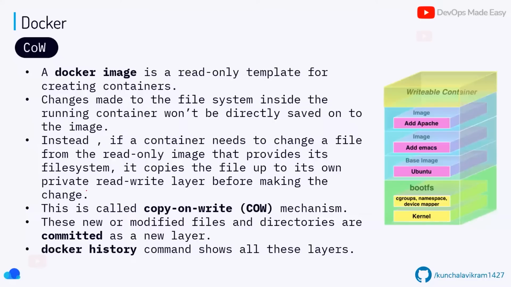Before that, whatever we discussed, in case a container needs to change something, it first copies that file to the writable layer, right? So this mechanism is also known as copy on write. When a container needs something to be changed, first it will copy from the read layer to the read write layer, and then it will modify there. That's the reason why it is called copy on write. Okay, clear, guys?